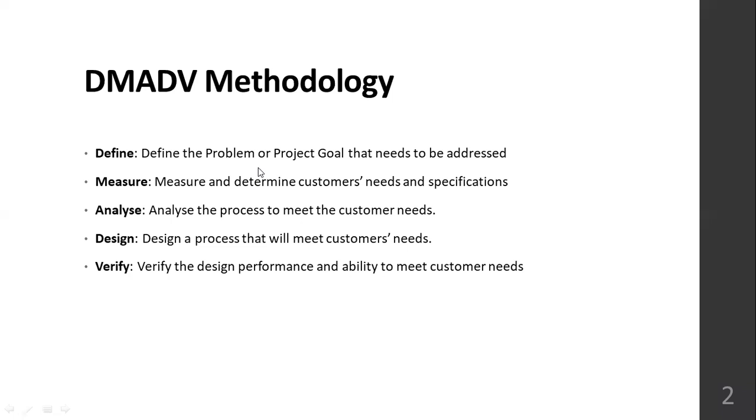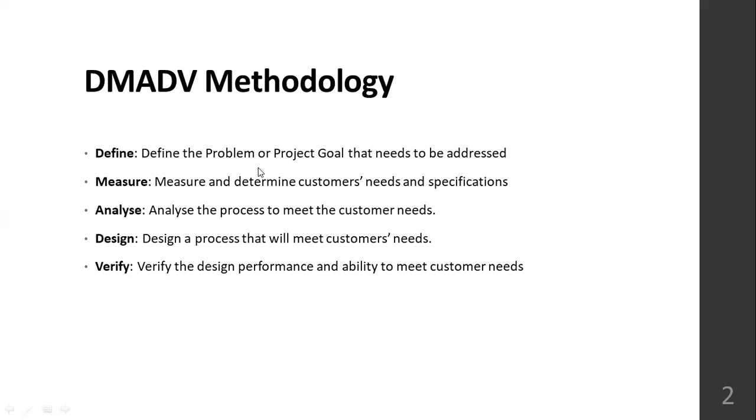So define: D stands for define the problem or project goal that needs to be addressed. To start the DMADV methodology, you should understand what is the problem or what is your company's goal that has to be reached. Once you have the understanding of that, then you move to the next step, that is measure, and you measure the customers' needs and specifications here. Without knowing customers' needs, you cannot do the DMADV methodology.